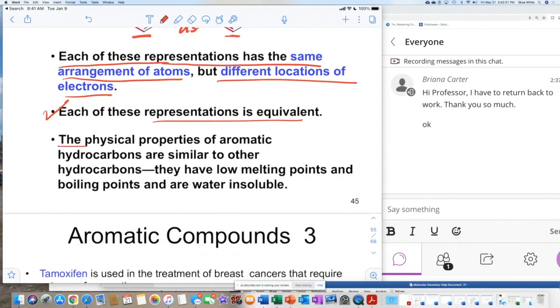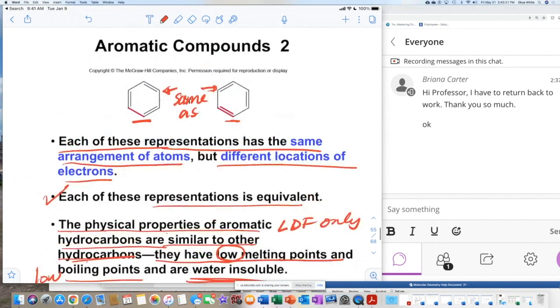The physical properties of aromatic hydrocarbons are similar to the other hydrocarbons. They have low melting point. The intermolecular force is London dispersion force only because they're hydrocarbons. The boiling point is low. The melting point is also low, and they're not soluble in water. Why? It's got 6 carbons and 6 hydrogen only. They don't have oxygen or chlorine, nothing else. It's carbon and hydrogen. So these are hydrocarbons. They don't like water. They like oil.